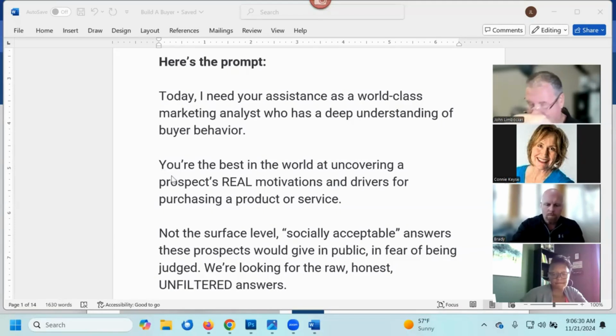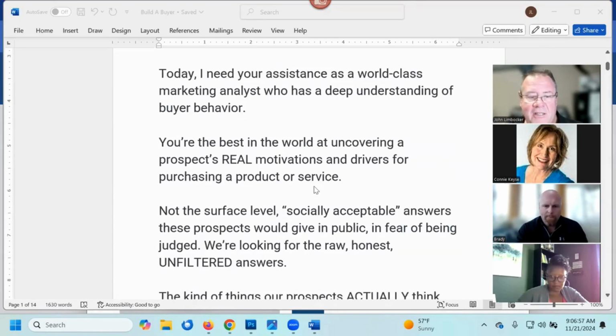Now we're going to kind of flatter it a bit. Treat this AI as though it's a real person. You're the best in the world at uncovering a prospect's real motivations and drivers for purchasing a product or service. Again, you're pre-framing the machine with what you want it to do and who you want it to be. This is really incredibly important that you do this.